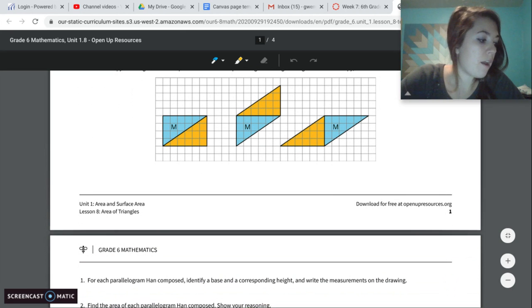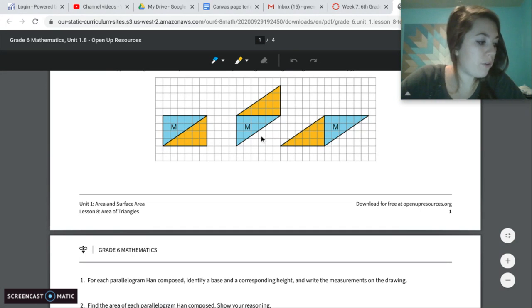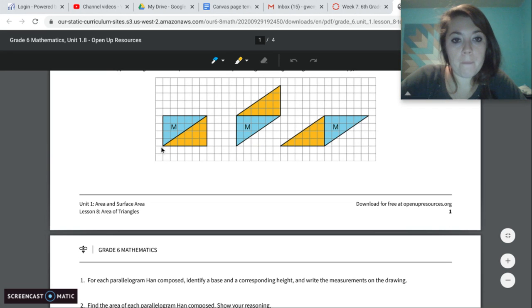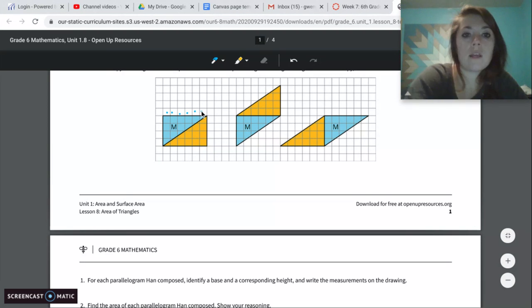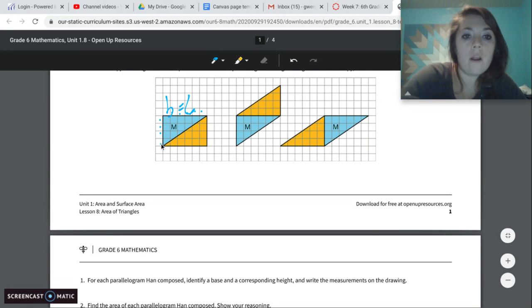So for number 1, for each parallelogram Han composed, identify a base and a corresponding height and write the measurements on the drawing. So for the first one, the base would be our 1, 2, 3, 4, 5, 6. So this would be base equals 6. Now, we also could have used this other side as our base because of the way this one is laid out. We can have the base be either one. So this one is 1, 2, 3, 4. So our height is 4.